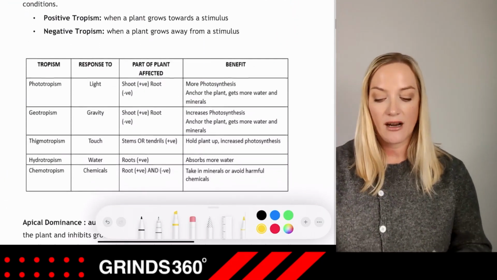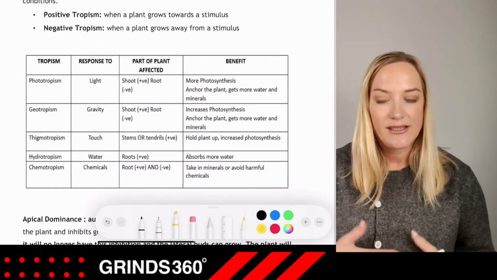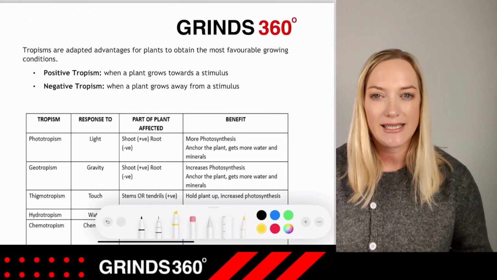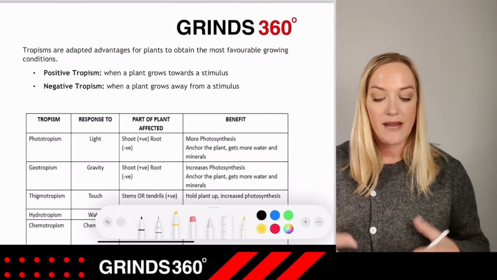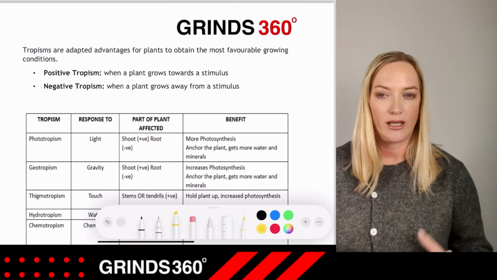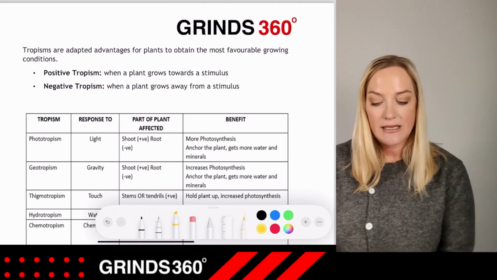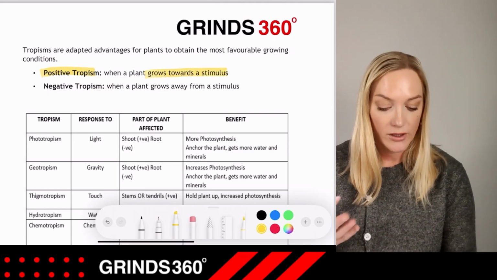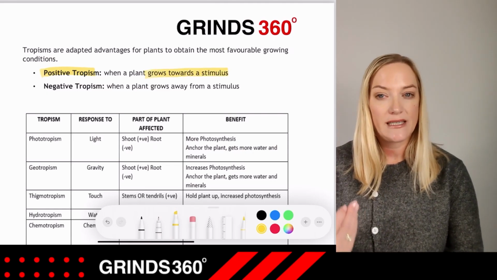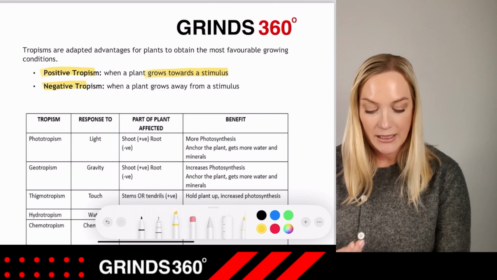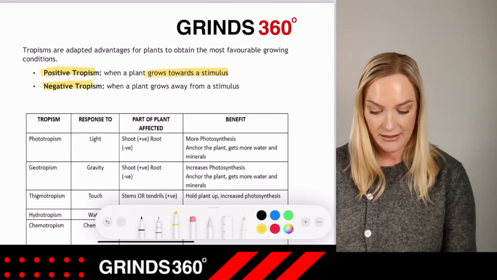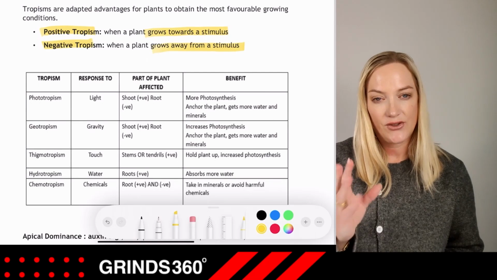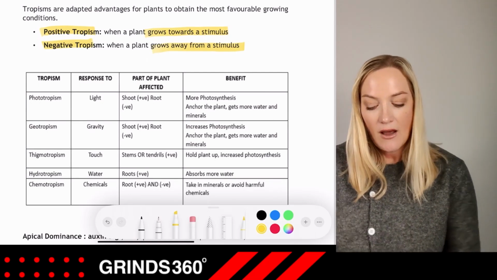Now, tropisms are adapted advantages for plants to obtain the most favorable growing conditions. Tropisms can be positive, when a plant grows towards a stimulus, and tropisms can be negative, and that's when a plant grows away from the stimulus. Now, let's look at each of these tropisms we've just mentioned.